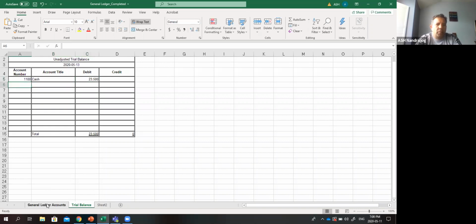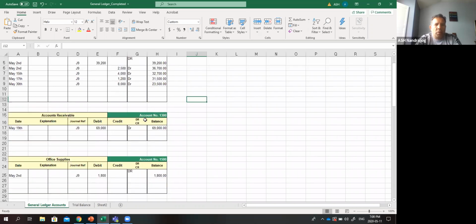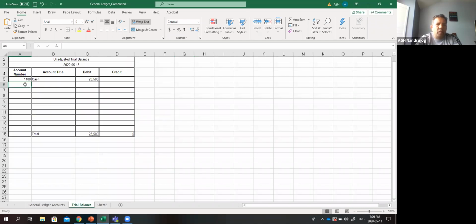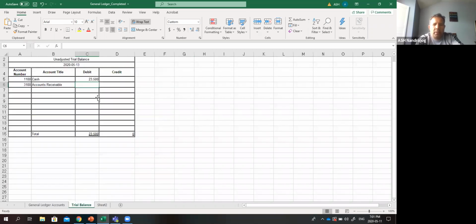Next we go to the general ledger account. We look at accounts receivable, which is account number 3100. So the account number is 3100, accounts receivable, and the balance is 69,000, debit balance. We'll write it on the debit side, 69,000.